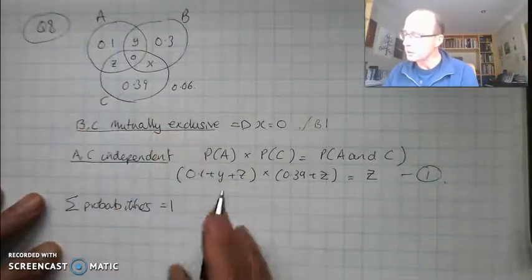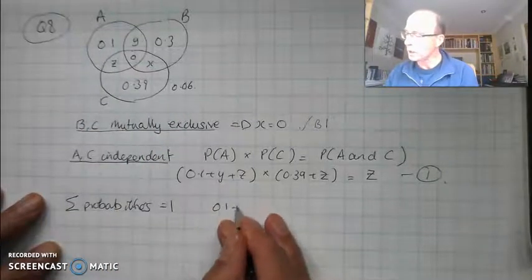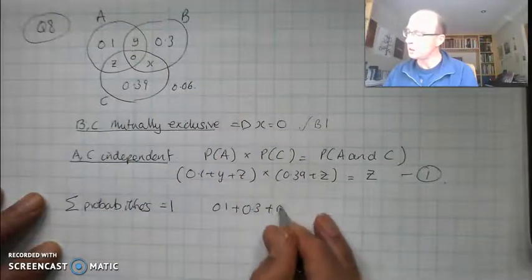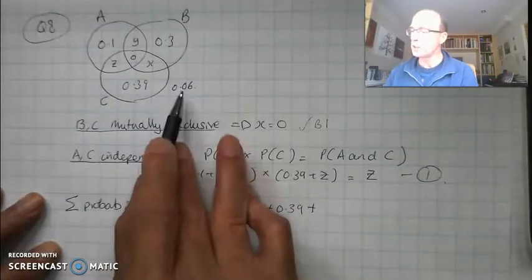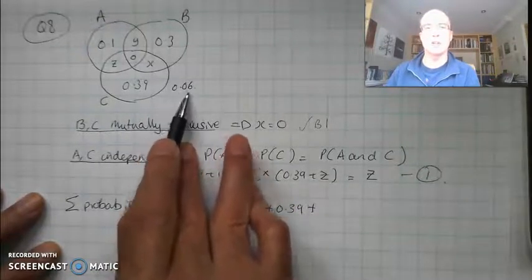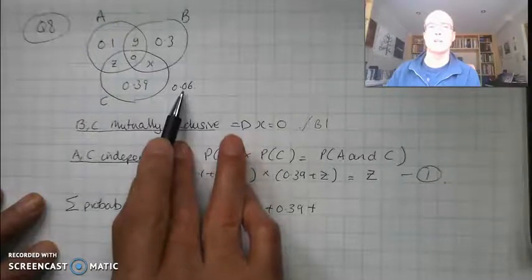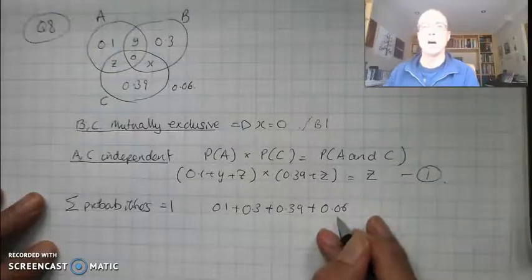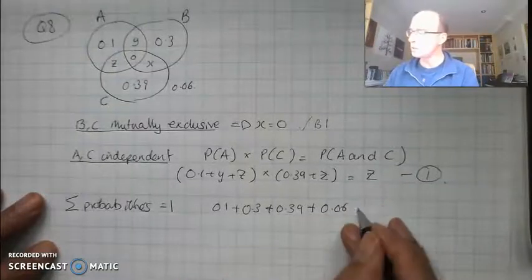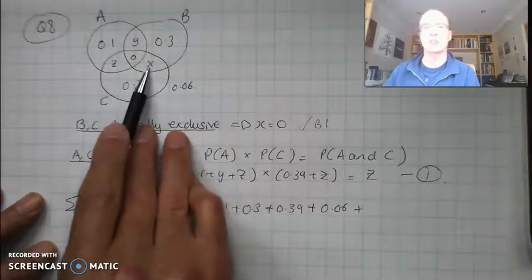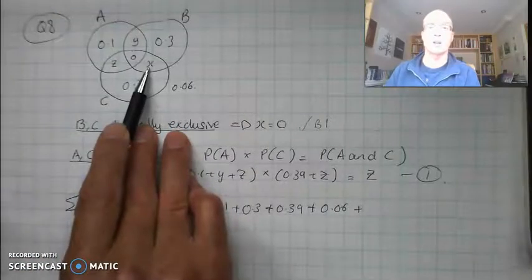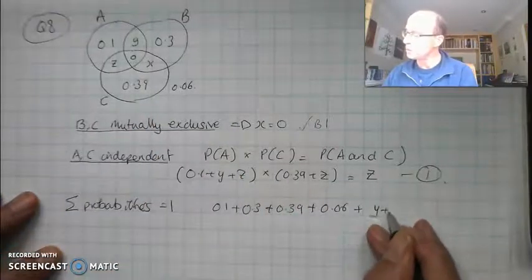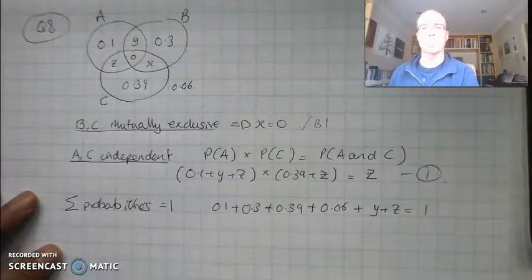So we've got 0.1 plus 0.3 plus 0.39 plus my 0.06. Don't forget, this is the probability that none of the three events happen. I need to include that as well. That's part of my 1. So I add those numbers. I've got my variables. X I need to put in, but remember it's 0, so I don't need to write it. Plus Y plus Z, and that's all equal to 1.